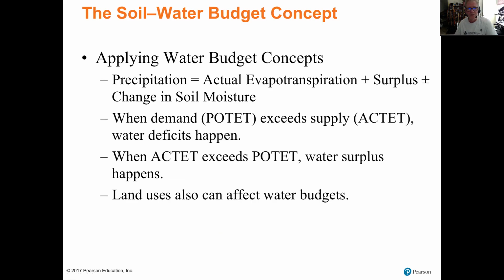Okay, so let's take a break, and when we come back, we'll look at how we apply these water budget concepts.